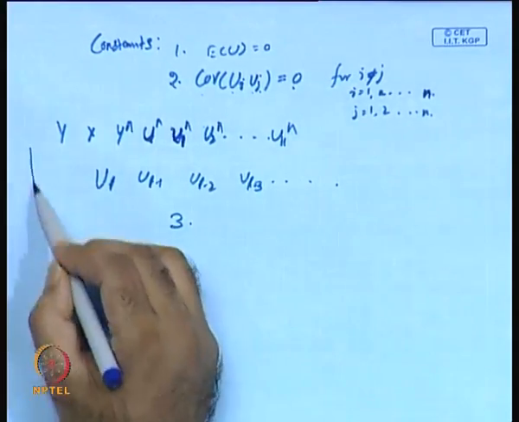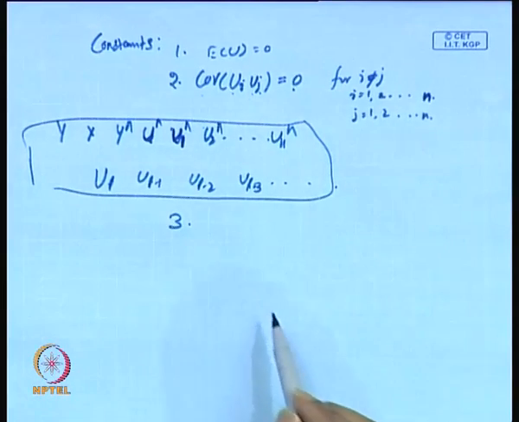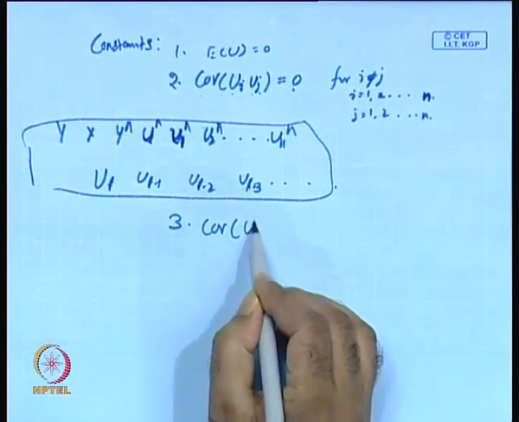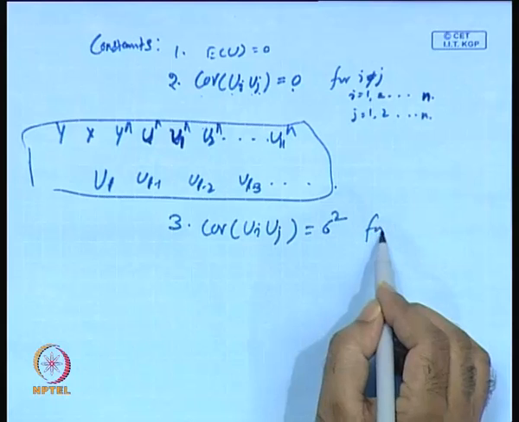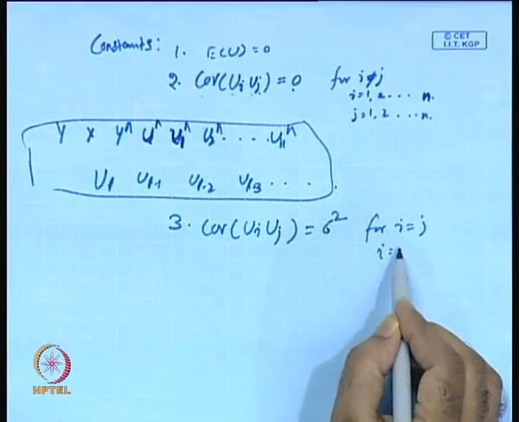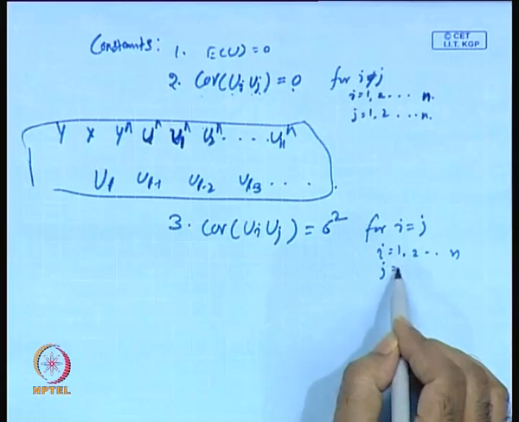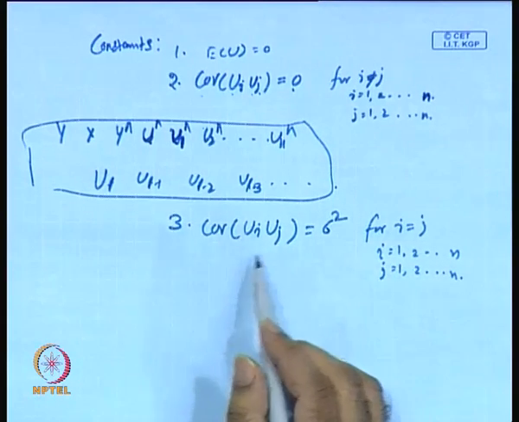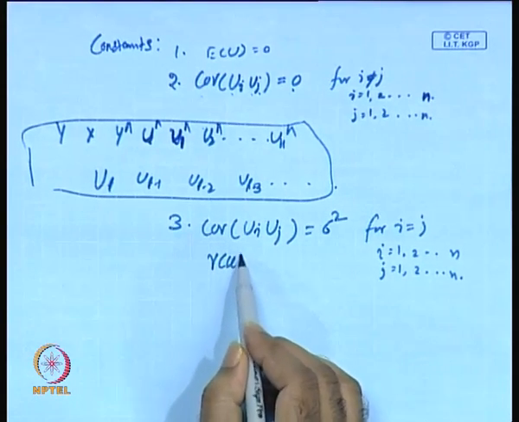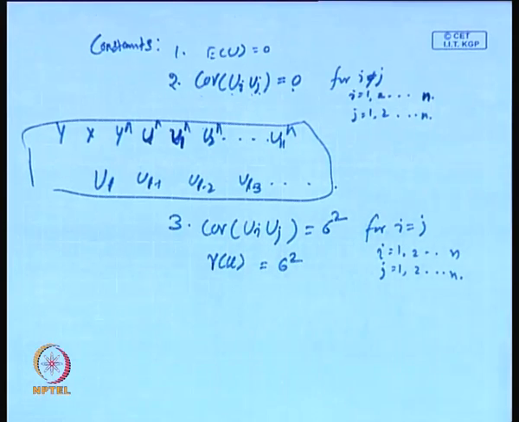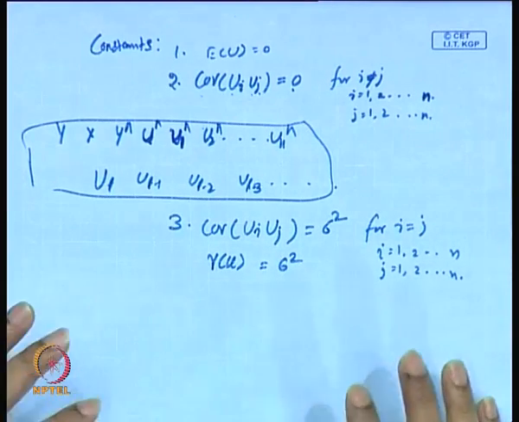Now the third assumption is that covariance of ui, uj is equal to sigma squared for i equal to j, i equal to 1 up to n, j equal to 1 up to n. So covariance of ui and uj for i equal to j is nothing but the variance of u. So variance of u must be constant.